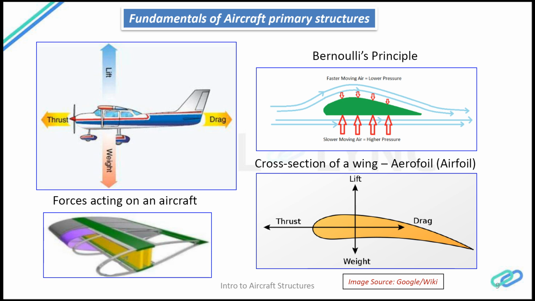So what exactly happens during the lift generation? If you see, this is called an airfoil or aerofoil, which is nothing but the cross section of the wing. As the air particles move past the wing, the upper surface of the wing creates a lower pressure region, and the bottom surface of the wing creates a higher pressure region. So obviously the air will tend to move from higher pressure to the lower pressure, and what it will do is push the wing up, thereby generating the lift.